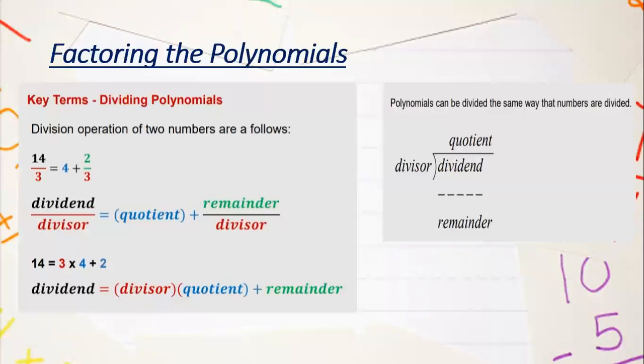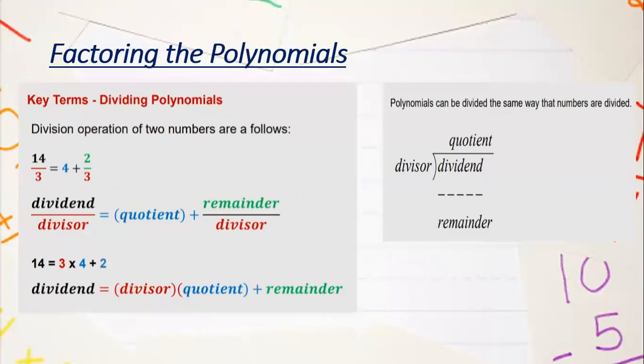And now we have a new topic here, factoring the polynomial. So the key term would be dividing the polynomial. Division of two numbers works as follows. 14 over 3 is one form, and we can also write it as 4 plus 2 over 3. So in 14 over 3, 14 is the dividend and 3 is the divisor. In the second form, 4 plus 2 over 3, 4 is the quotient, 2 is the remainder, and 3 is the divisor.